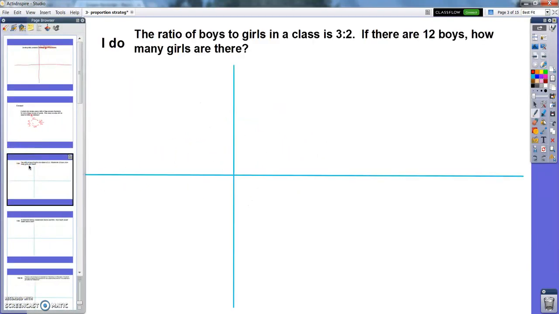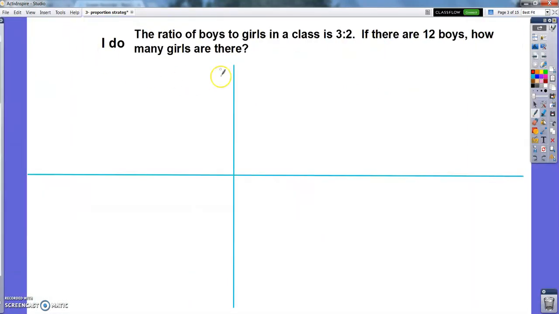Let me do an easy I do and then a harder I do. So easy I do. The ratio of boys to girls in a class is 3 to 2. If there are 12 boys, how many girls are there? So in this case, my first strategy is called a proportion. And a proportion is going to be 2 equivalent fractions, or 2 equivalent ratios shown as fractions.